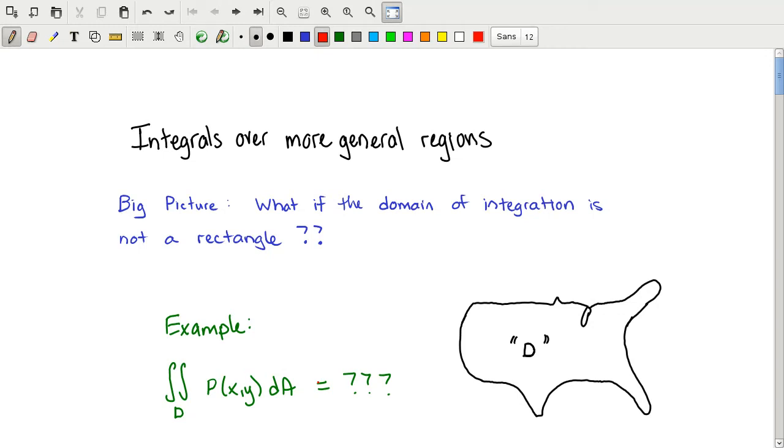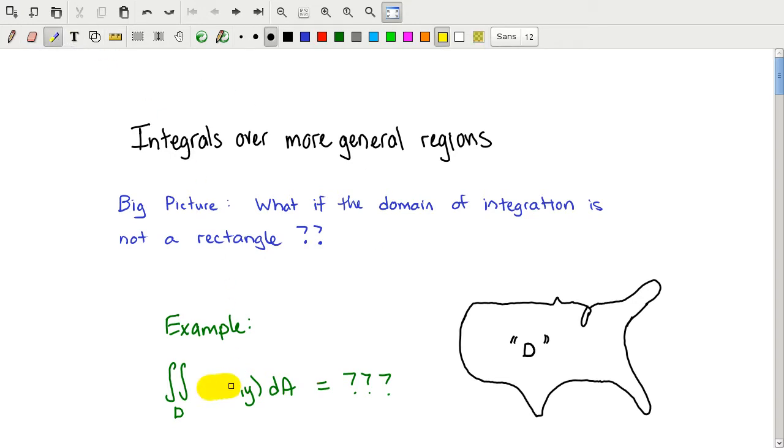So today we continue learning about double integrals, and we turn to a very specific question. We won't get all the way to an answer today, but the question is, what if the domain of integration is not a rectangle? Last lesson was purely about rectangles.